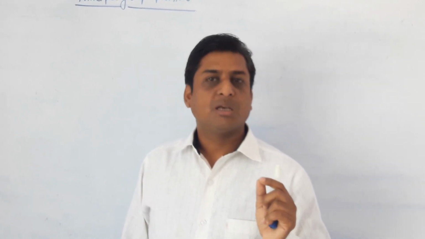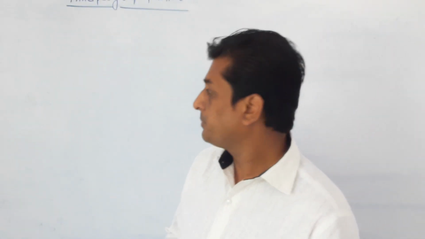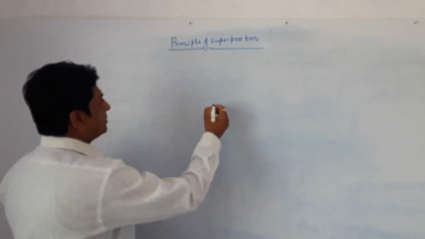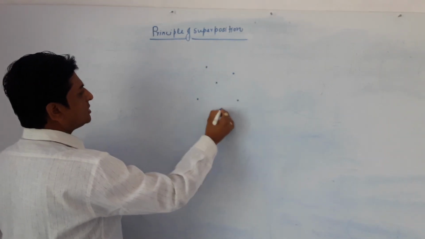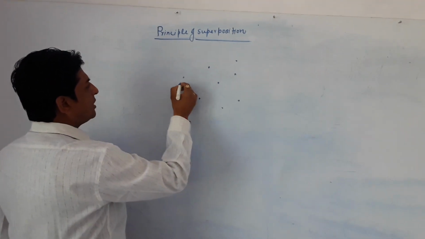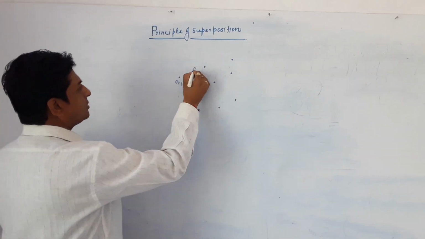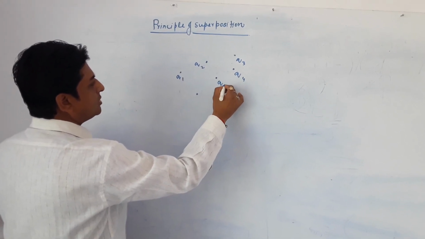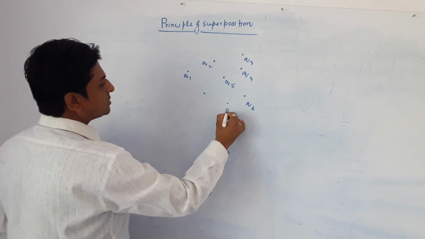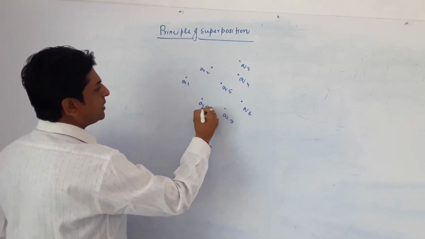So today I am going to tell you about the principle of superposition, and you can understand this principle in this simple way. Suppose that here is a collection of charges like this. So many charges are like this. Like this charge is Q1, this charge is Q2, this is Q3, this is Q4, this is Q5, this one is Q6, this one is Q7, this one is Q8.